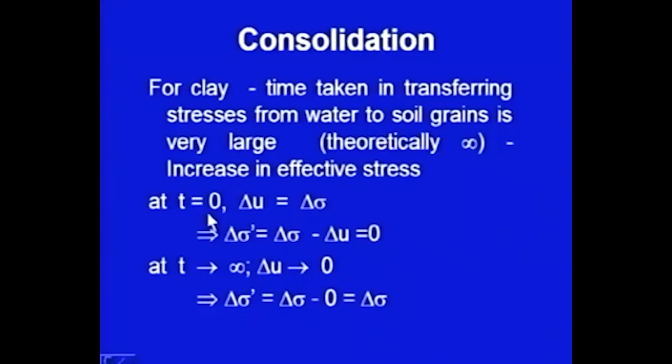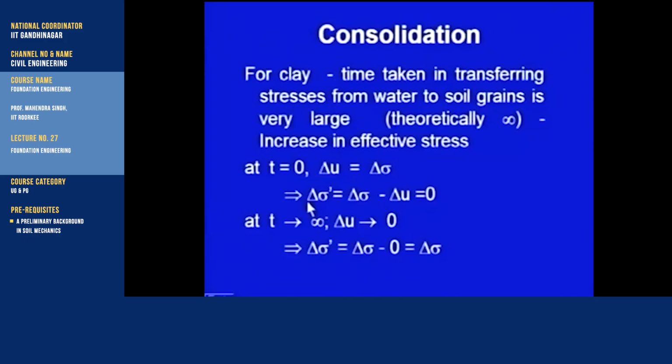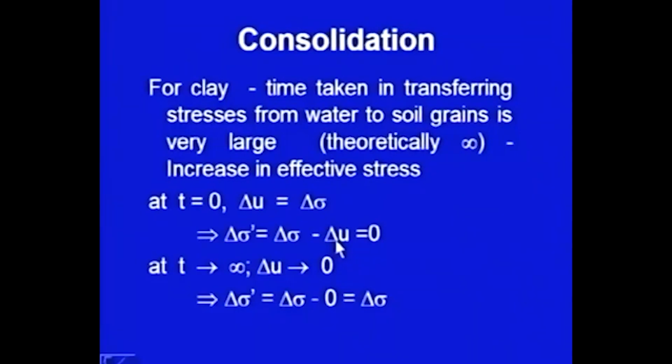So, at time t equal to 0, the increase in the pore water pressure, excess pore water pressure, is equal to the total increase in the total stress. Just now I have discussed the effective stress concept. Total stress is equal to effective stress plus pore water pressure, and the effective stress is equal to total stress minus pore water pressure. So, here we are taking the incremental values. So, incremental effective stress will be equal to incremental total stress minus incremental pore water pressure.